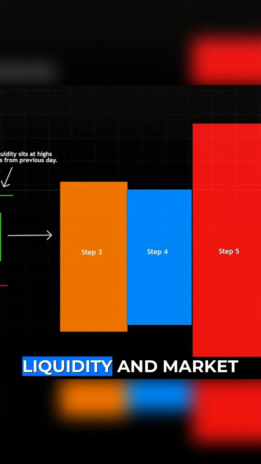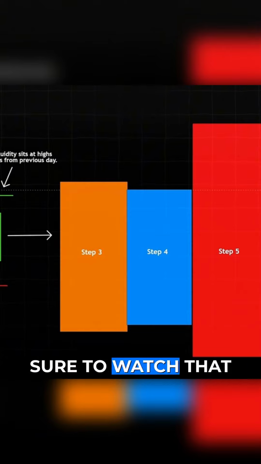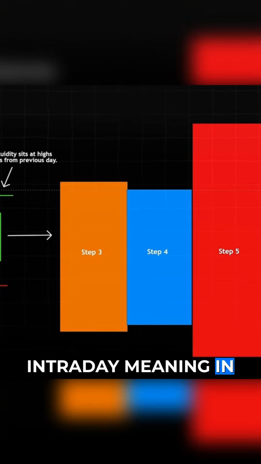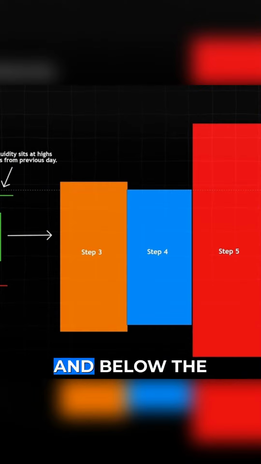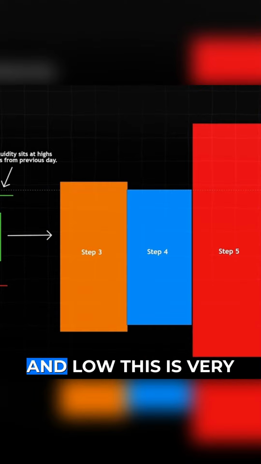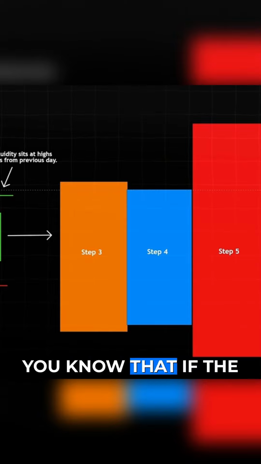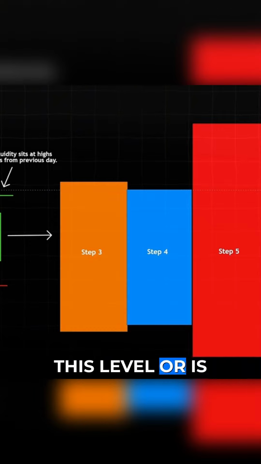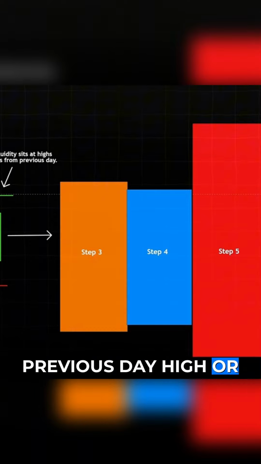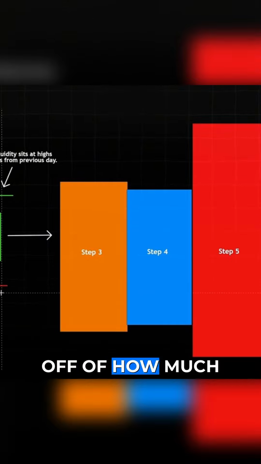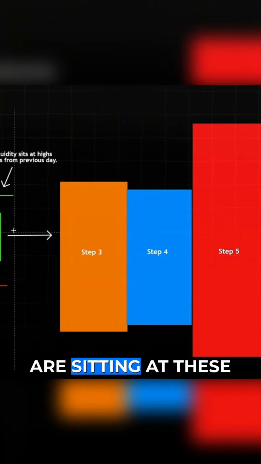If you haven't seen my liquidity and market structure video, make sure to watch that video as well on my channel. However, the most liquidity intraday, meaning in the day, sits above and below the previous day high and low. This is very important to understand because if you understand this concept, then you know that if the stock breaks above this level or is even near the previous day high or near the previous day low, this is a level we need to pay attention to based off of how much buyers or sellers are sitting at these levels.